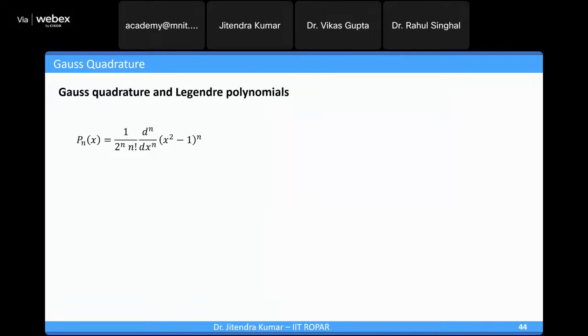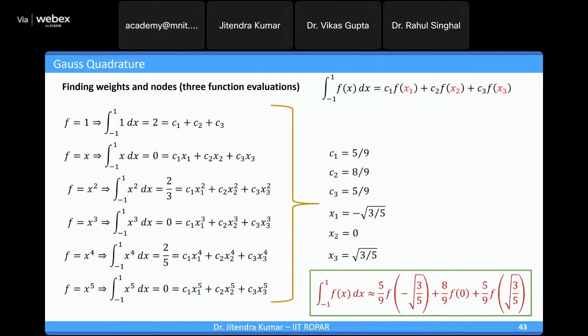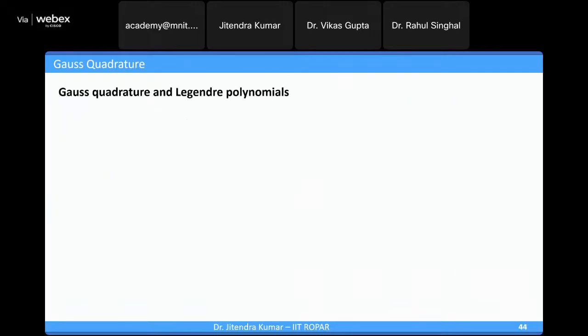If you go on keeping this system of equations, they are not so easy to solve. So there is another theory, which I'm not going into the detail of, but using Legendre polynomials, you can actually get all these unknowns easily. So this is the so-called Legendre polynomial.